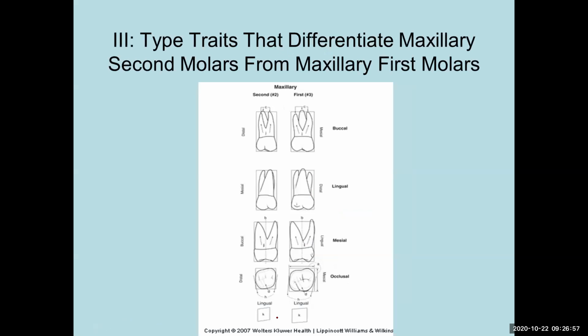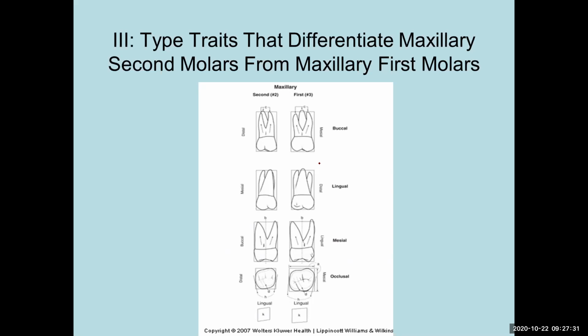So let's take a look at traits that differentiate the maxillary second from the maxillary first. You're going to be faced with possibly an extracted tooth that you're looking at on a table, and you're going to be expected to identify, is it the first molar or second molar? Is it the right or the left of each? So what can we see on this top picture for the buccal view comparing the first molar to the second molar?